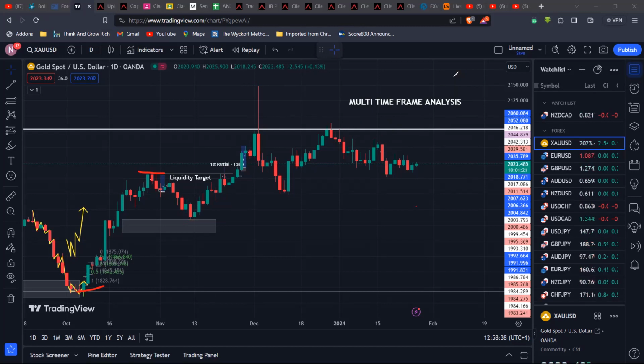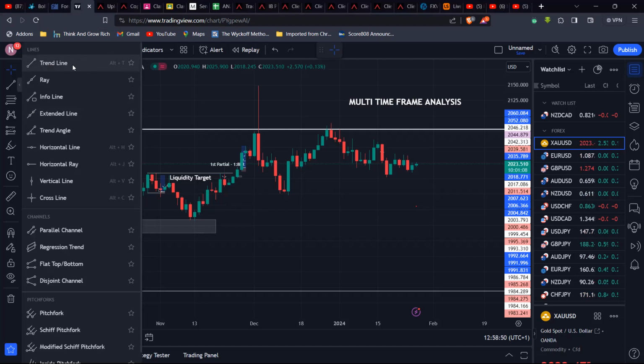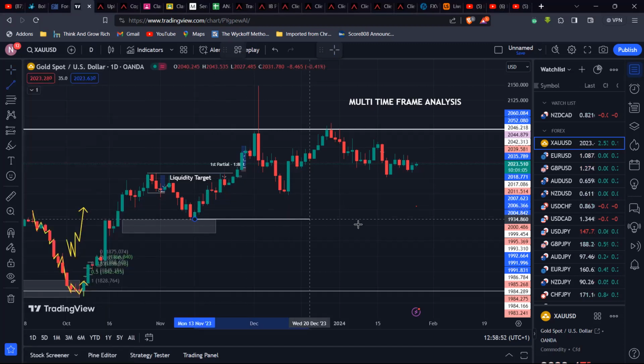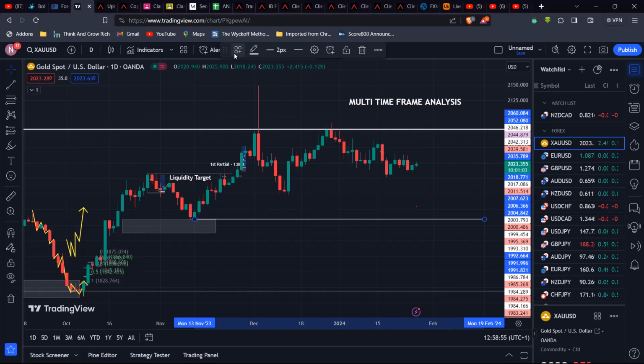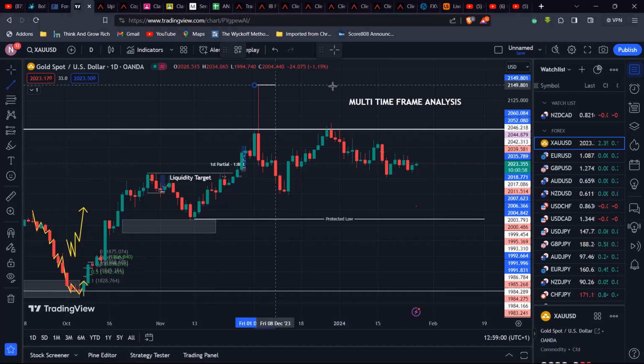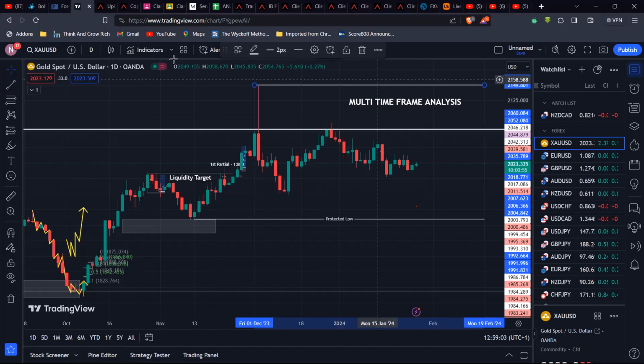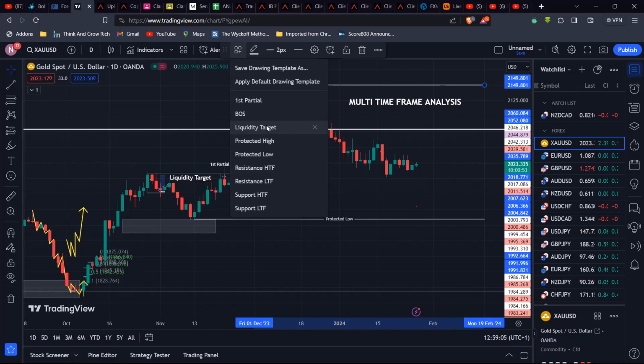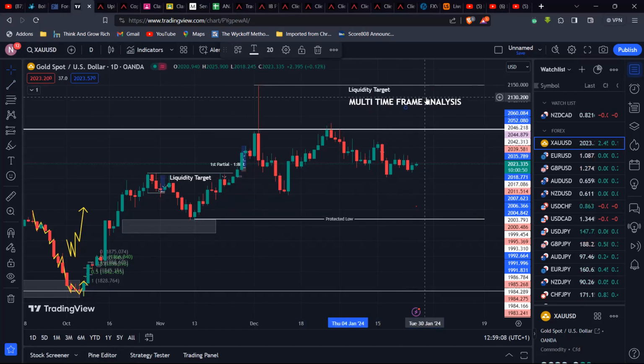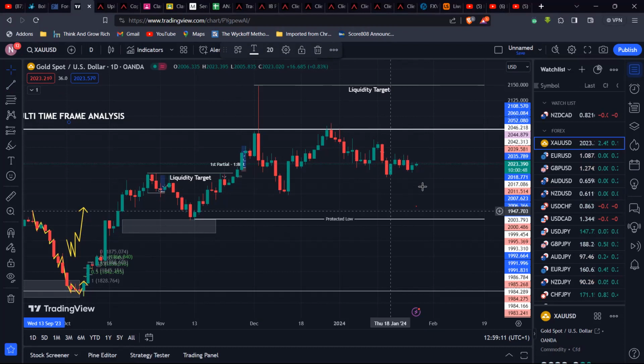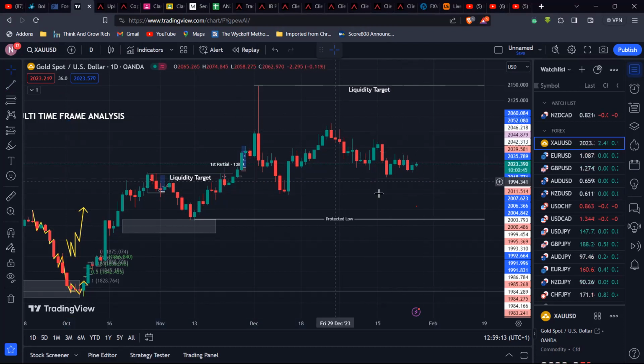Now, if I'm looking at this, what do you think I'm looking for? Currently I'm not trading gold, but if I were to do anything on gold, this low down here is what I will call my protected low. And then this high here would be my liquidity target. Let's push this to the side. This will be my protected low. I think we can delete this one now.